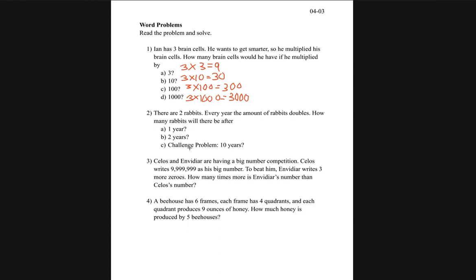Let's try another word problem then. So there are two rabbits, and every year the amount of rabbits doubles. How many rabbits would there be after 1 year, 2 years, and then let's do a challenge problem of 10 years. So if in 1 year they double, it'll be 2 times 2, because they're doubling only once. So it's equal to 4. And then B is 2 years, so they double once after 1 year, and they double again. So it would be 2 times 2 times 2. And that'll be 8.